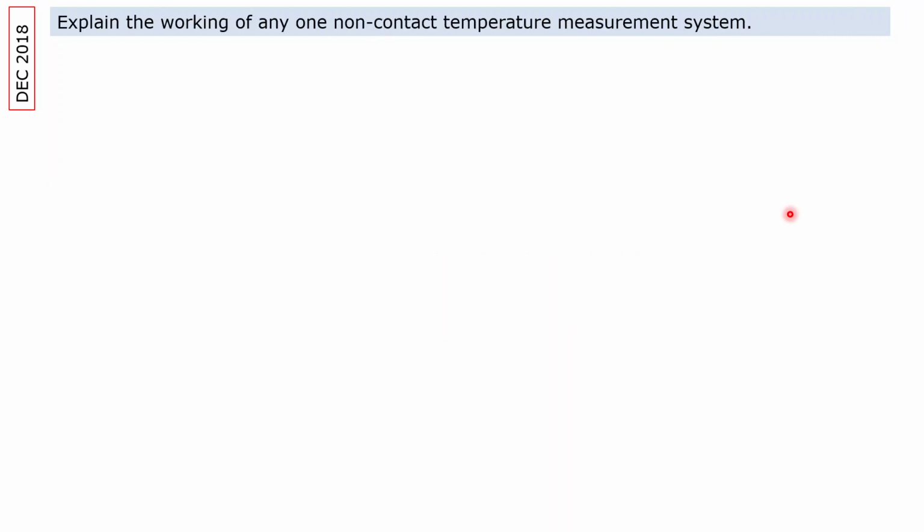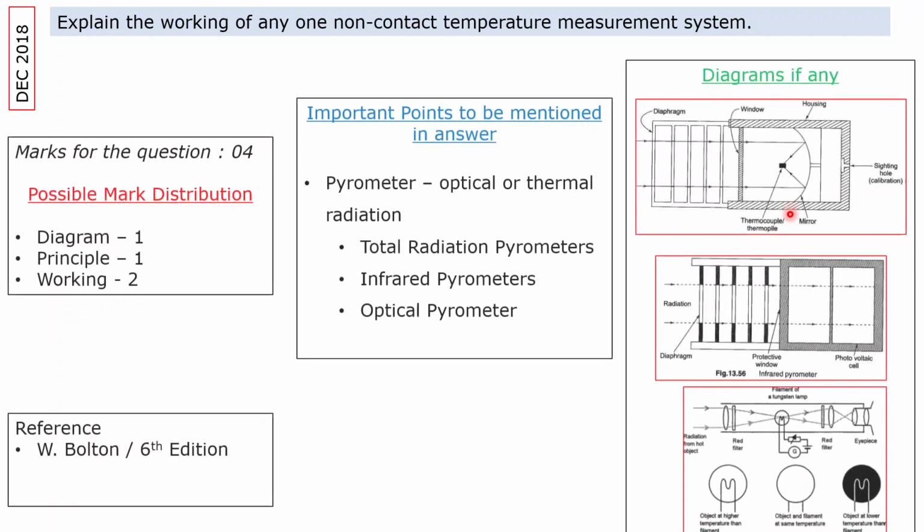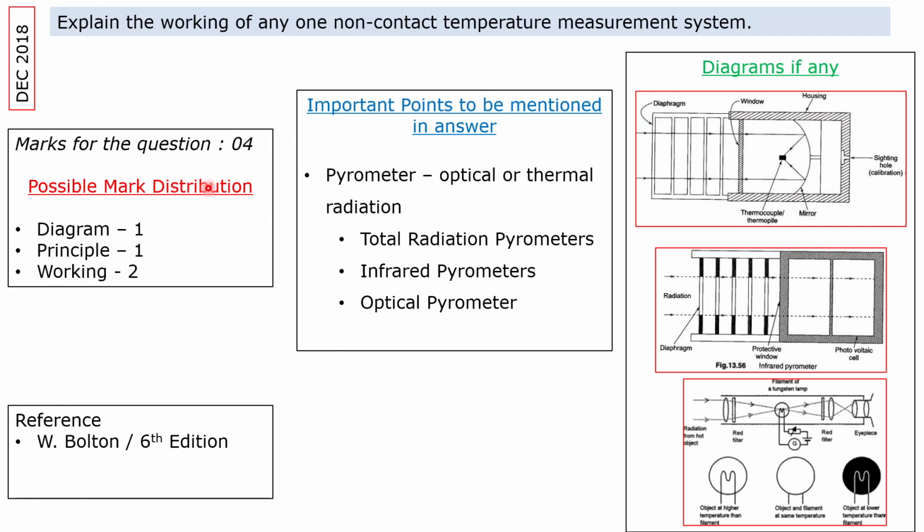Now the next question is: explain the working of any one non-contact temperature measurement system. The question is for any one type. The total marks for this question is 4 marks. The diagram carries 1 mark, the principle of working carries 1 mark, and the working carries 2 marks.